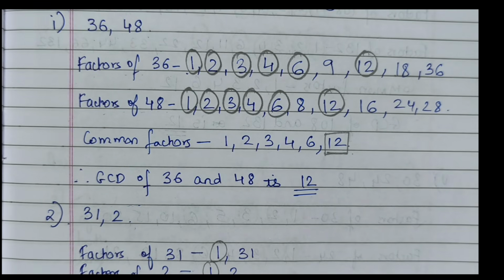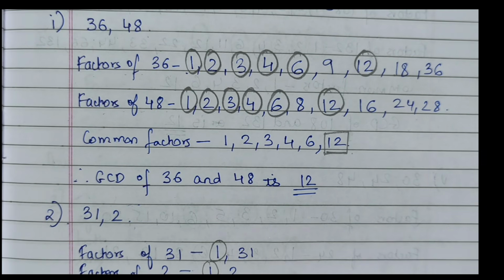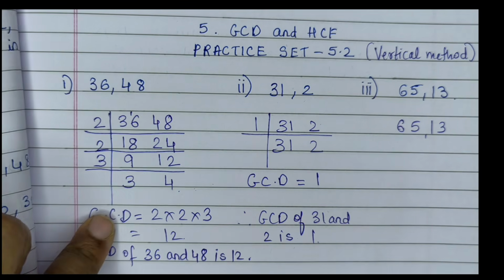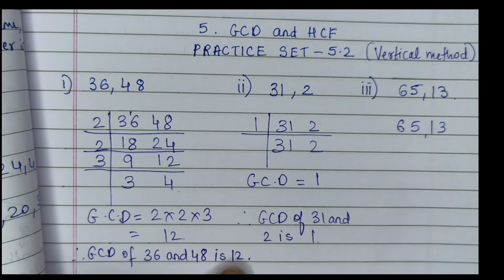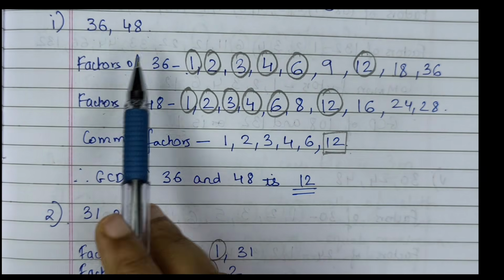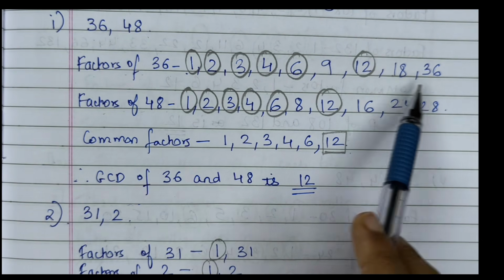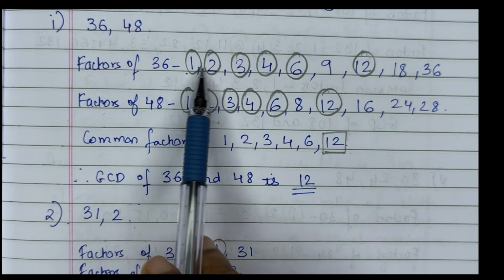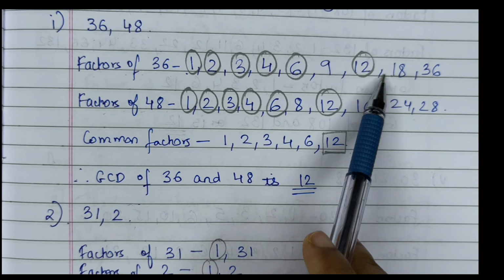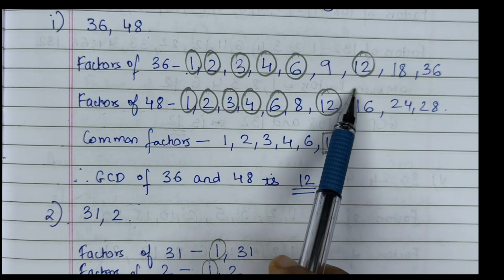See, if you check this method, finding the GCD of 36 and 48, we easily got 12. But see this method, the GCD is the same thing. But what we had done over here, we had to list all the factors. Factors means the divisors. Okay, the listing the divisors method, this is in the textbook.